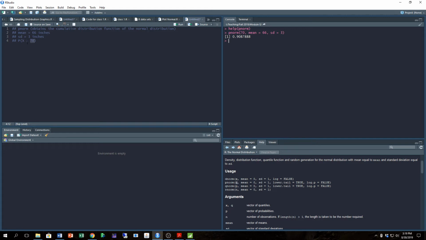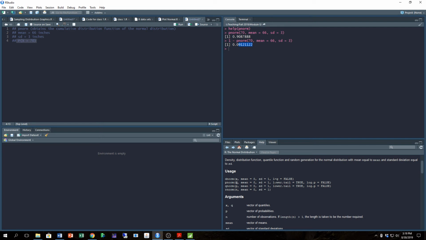That's not what we want. We want the probability that x is greater than 70, or in other words, the proportion of observations greater than 70. There are two ways to do this. You can do 1 minus this, and that would be the correct answer, which is 9.1%.